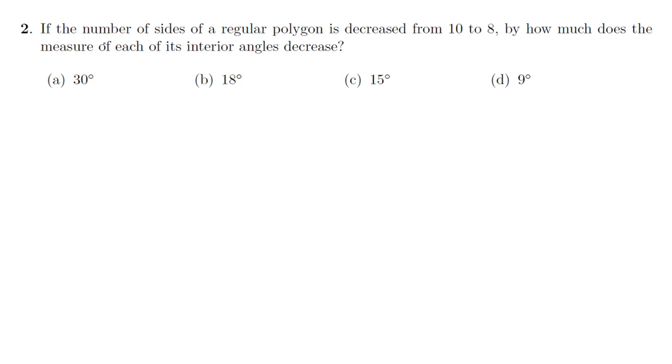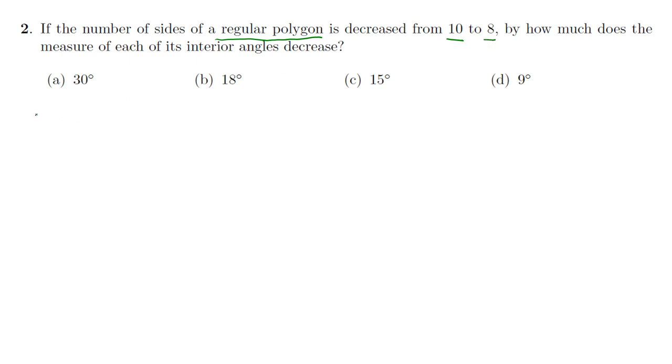Question 2. If the number of sides of a regular polygon is decreased from 10 to 8, by how much does the measure of each of its interior angles decrease? So first of all, yan ay regular polygon. As yung number of sides daw go from 10 to 8.